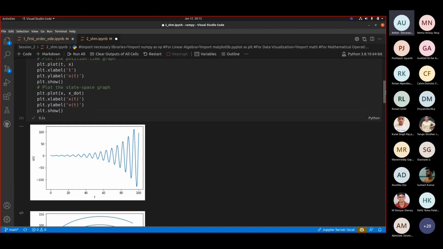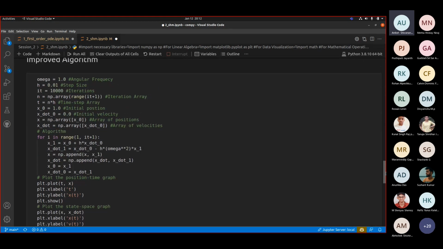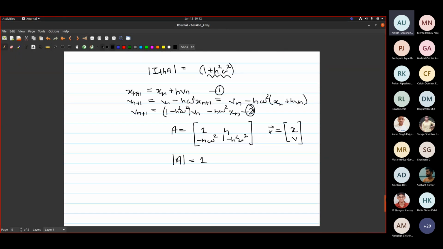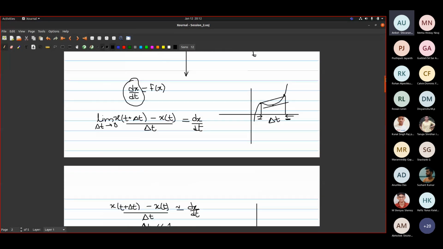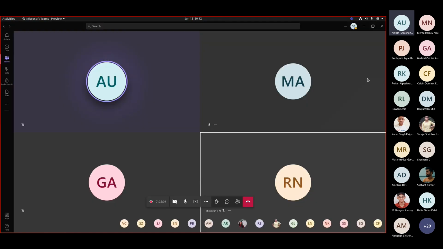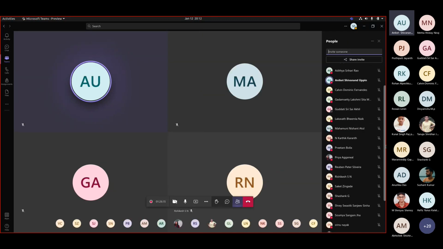So here we have our naive algorithm, we have a vectorized naive algorithm, and we have our improved algorithm. I want you to find the vectorized improved algorithm, and for that I have given you the hint right here. This covers the theory part of our session for today. If there are any doubts, I will take them now. Otherwise, we can continue from tomorrow.